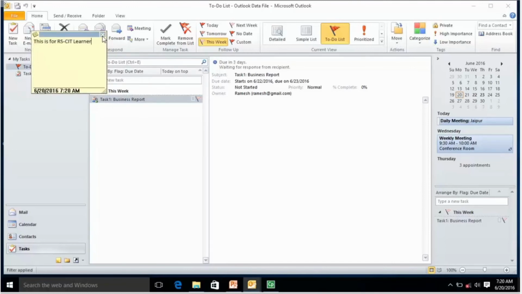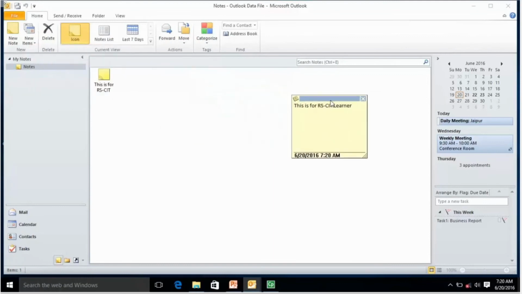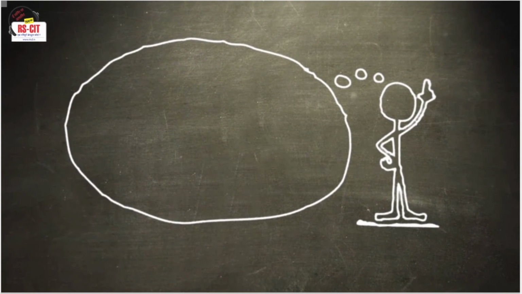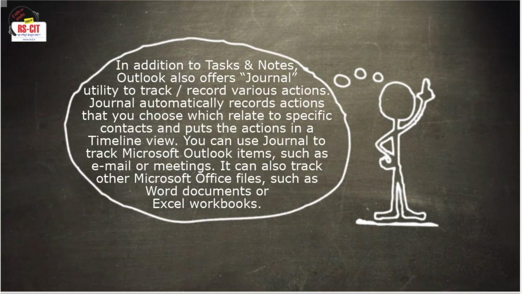Tip: In addition to tasks and notes, Outlook also offers a Journal utility to track and record various actions. Journal automatically records actions that you choose which relate to specific contacts and puts the action in a timeline view. You can use Journal to track Microsoft Outlook items such as email messages or meetings. It can also track other Microsoft Office files such as Word documents or Excel workbooks.